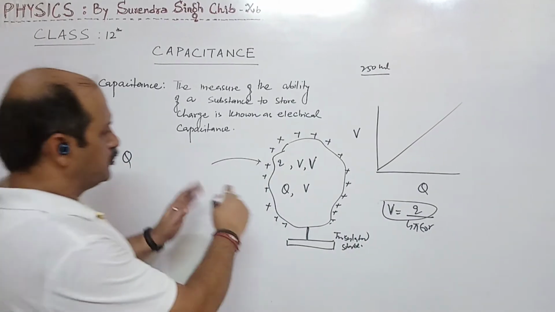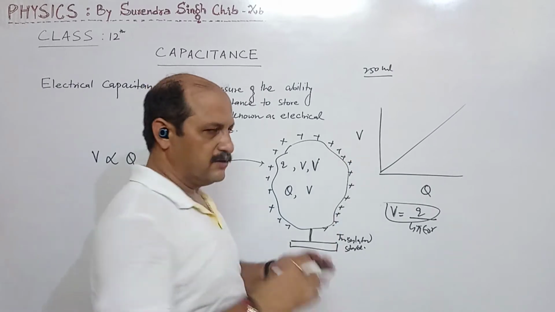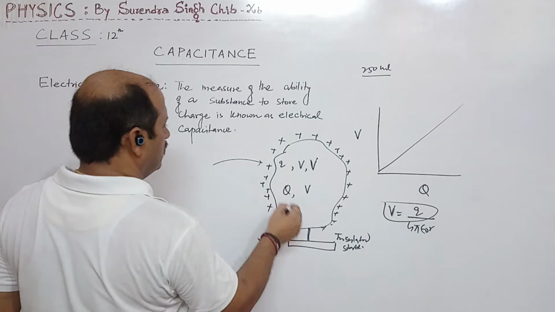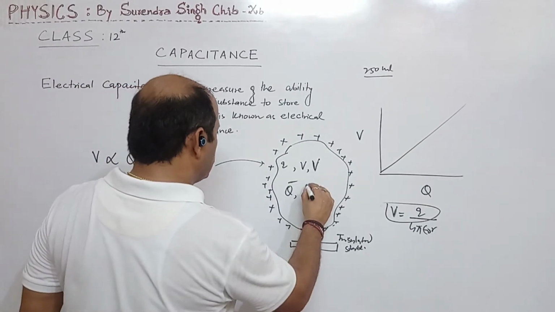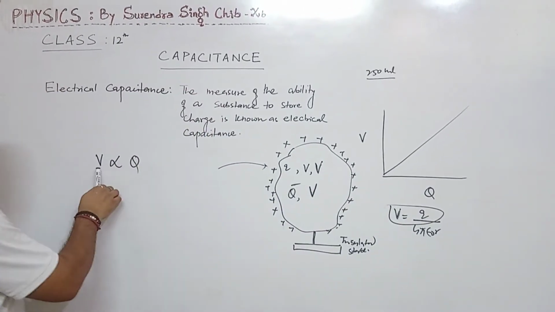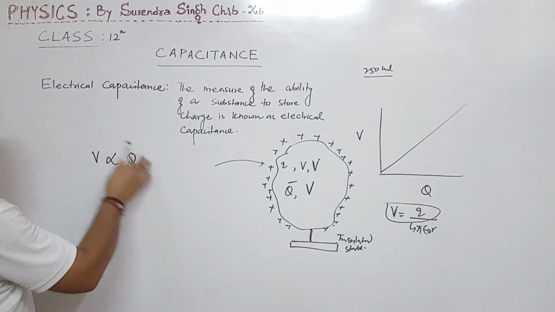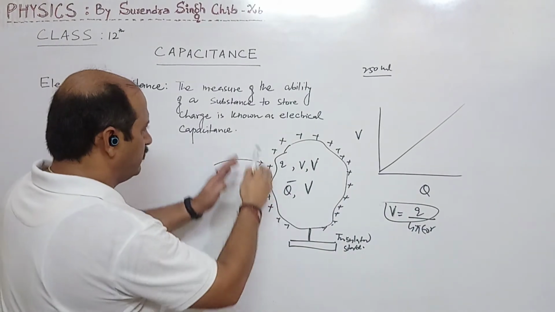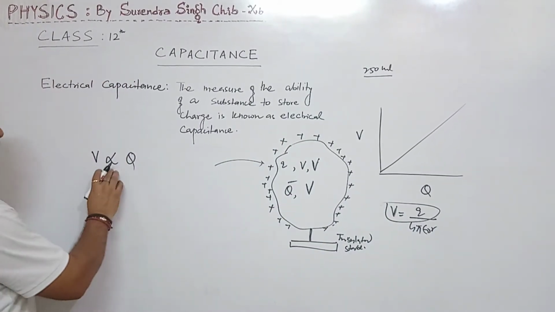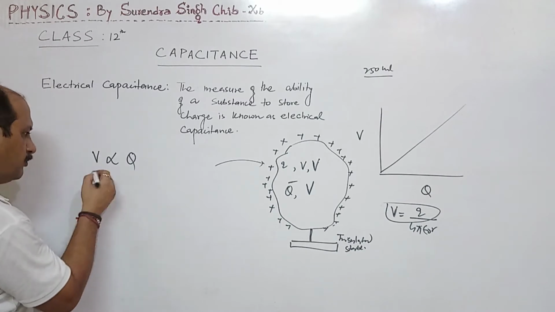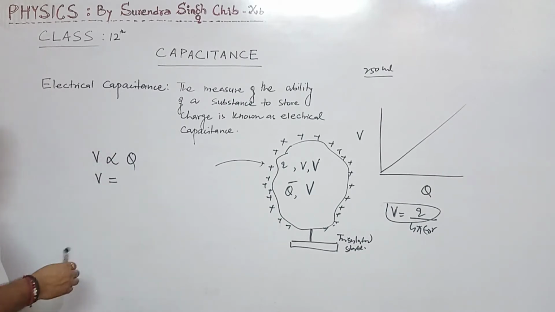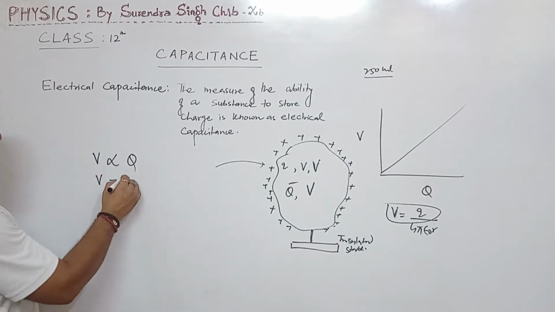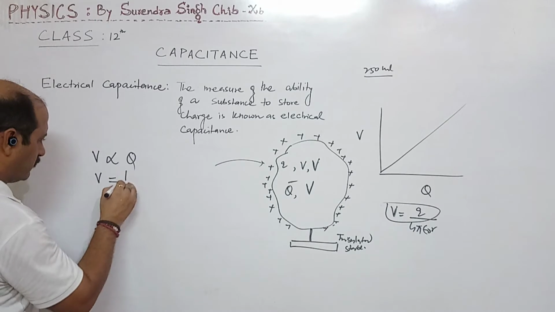If we charge this body, how much charge is given? Q. See, Q is not the maximum charge. At some instant the charge on it is Q, and at that time its potential is V. So V is proportional to Q. If Q increases, V also increases. If Q decreases, V also decreases. And for simplicity, we are giving a positive charge. V is directly proportional to Q. So if you remove the proportionality sign, we will have 1 upon C.